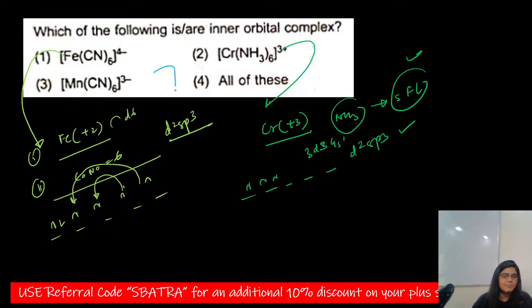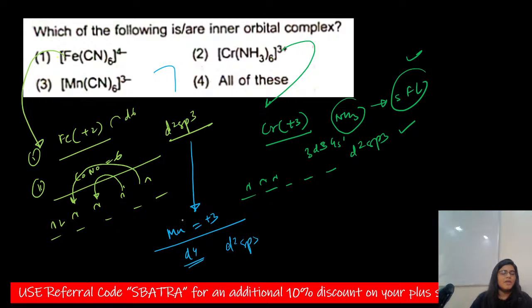Next is this particular complex. You have manganese in the +3 oxidation state. It's d5s2, which means it's a d4 system. Yes, we can pair electrons, and it is also d2sp3. Now tell me about the first complex, whether it's high spin or low spin. Just tell me the spin nature of all complexes: first, second and third, is it high spin or low spin?